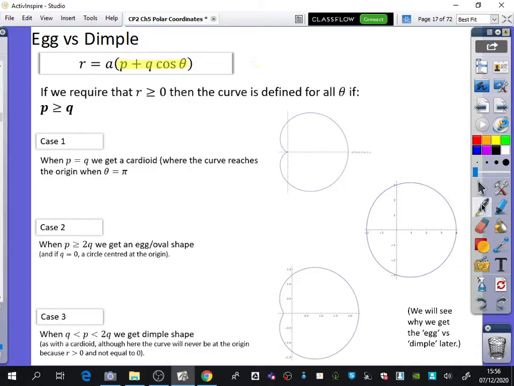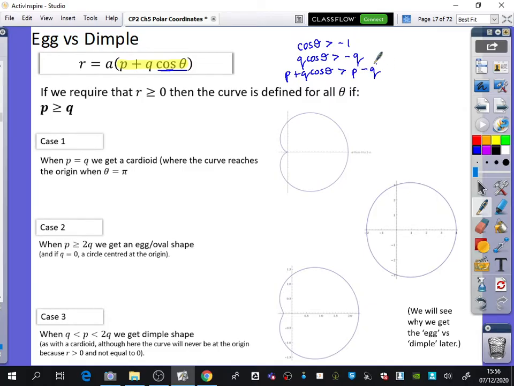Let's have a think about this part, cos theta. Tell me about cos theta. What's the smallest thing it can be? Minus 1. So we know that cos theta is always going to be greater than or equal to minus 1. So Q cos theta is always going to be greater than or equal to minus Q. And so P plus Q cos theta is always going to be greater than or equal to P minus Q.